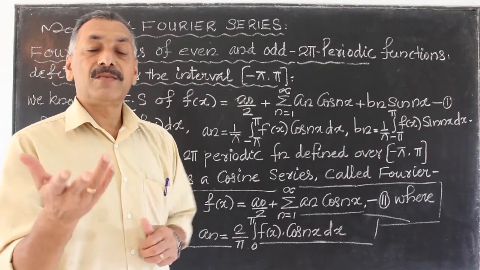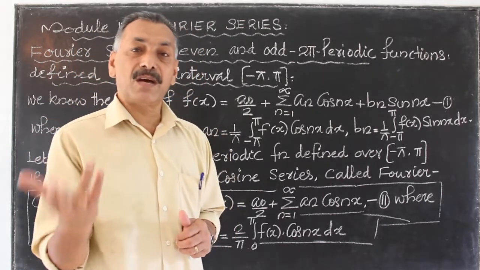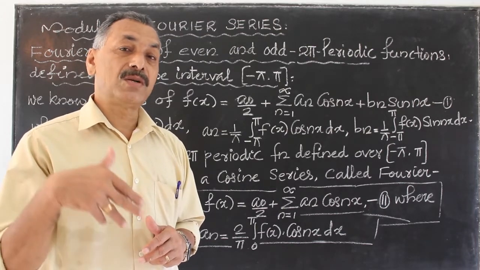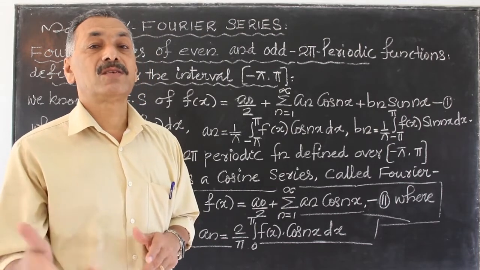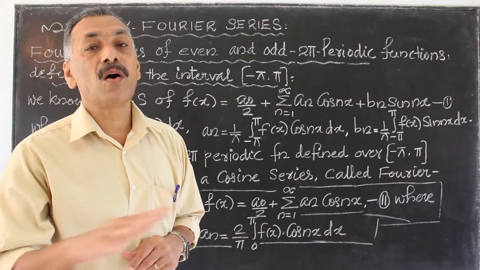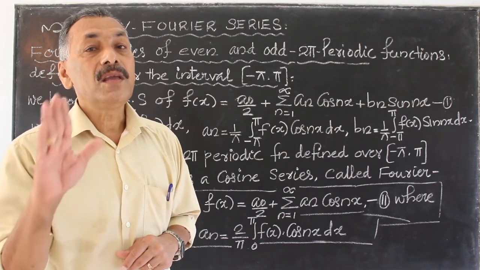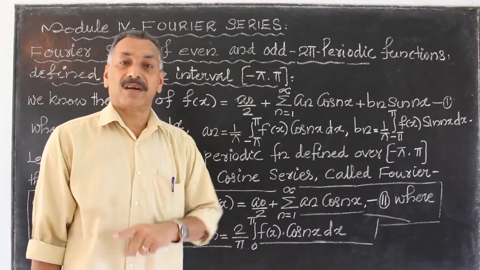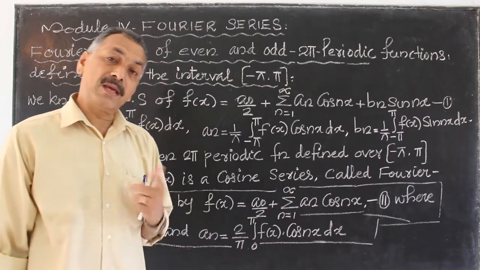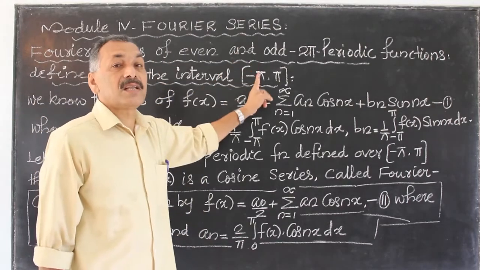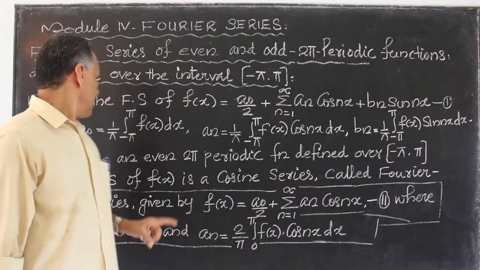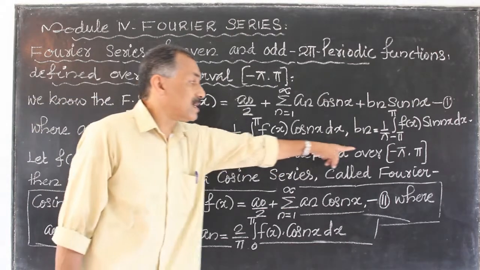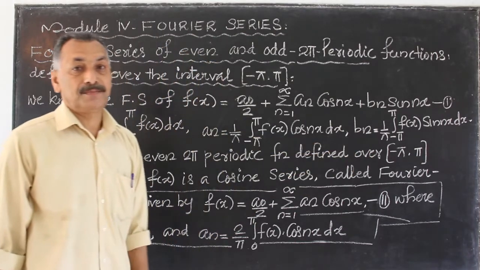We have already seen certain examples: f of x is equal to x square, f of x is equal to cos x, and even powers of x, such as x raised to 4, x raised to 6, etc., are all even functions. Next we consider f of x to be a 2 pi periodic even function defined in the interval minus pi to pi.